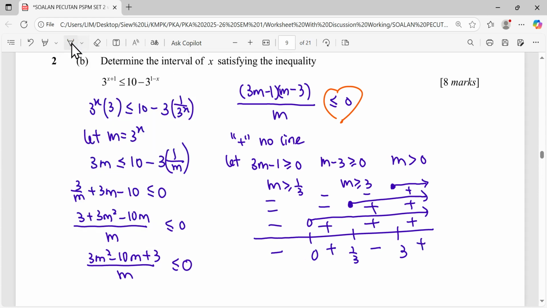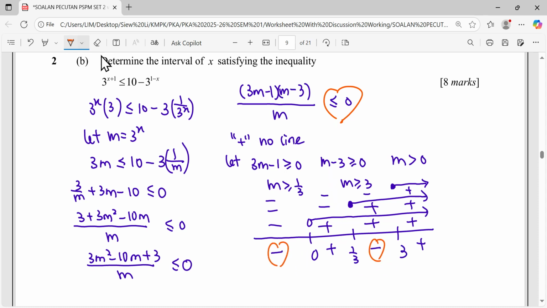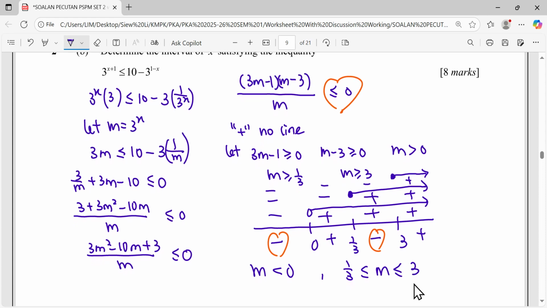And when we combine back in the rational all these elements, combine back all these factors, we need to find the negative region here, which means that we only consider the m which is less than 0, empty circle. Another part is 1 over 3, m, and 3. Alright, so we are done with our rational part. Rational part dah siap dah.